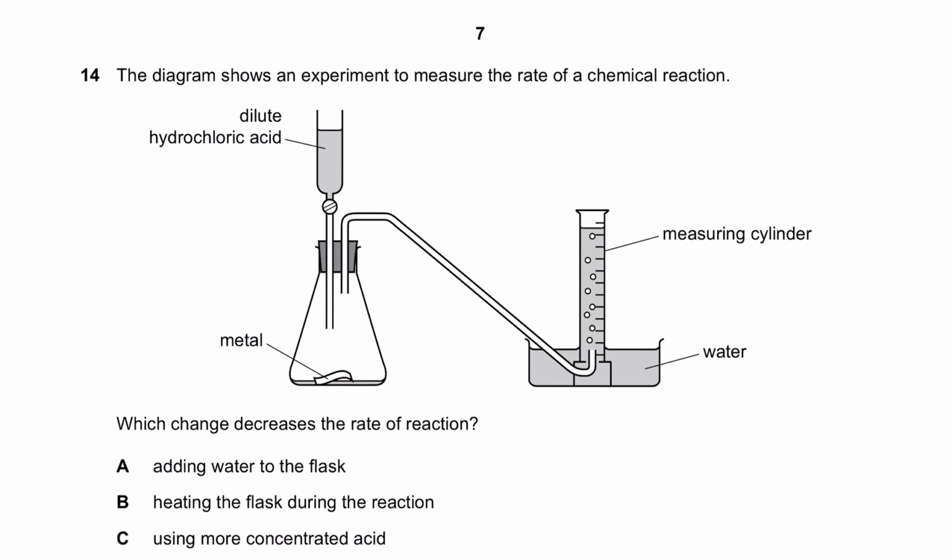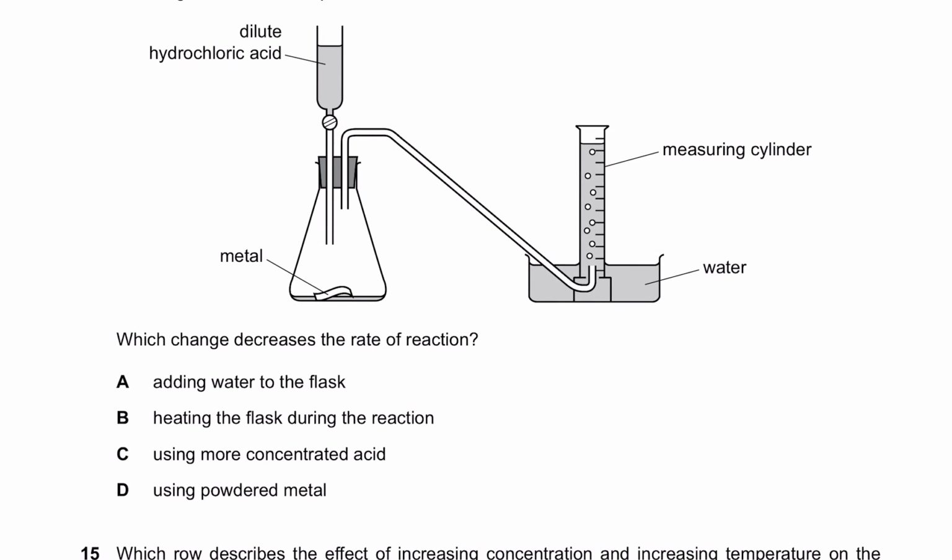Moving on. Question 14 says, the diagram shows an experiment used to measure the rate of a chemical reaction. Which change decreases the rate? Heating the flask during the reaction would increase the rate of reaction, because an increase in temperature does that. Using a more concentrated acid increases the rate of reaction. Using a powdered metal means you're increasing the surface area, which increases the rate of reaction, with more collisions. Therefore A is the right option.